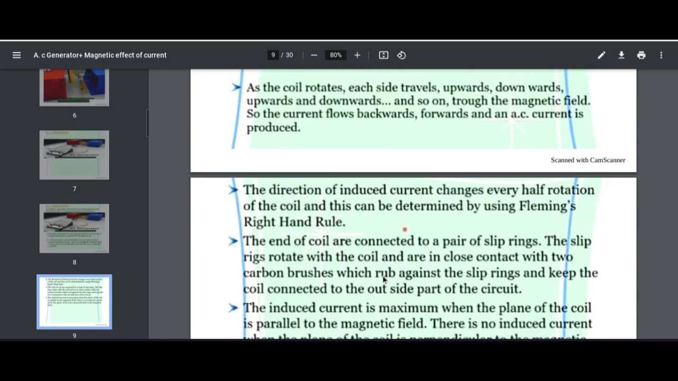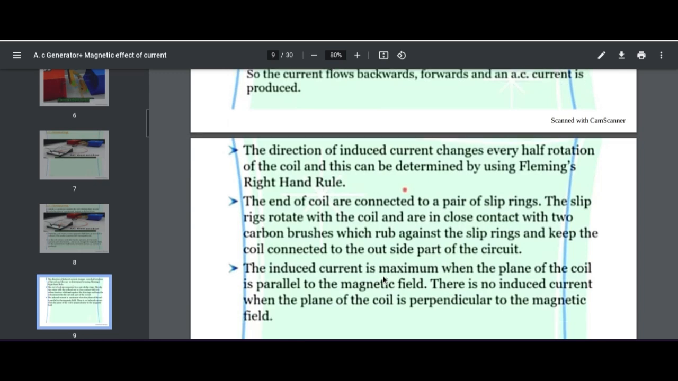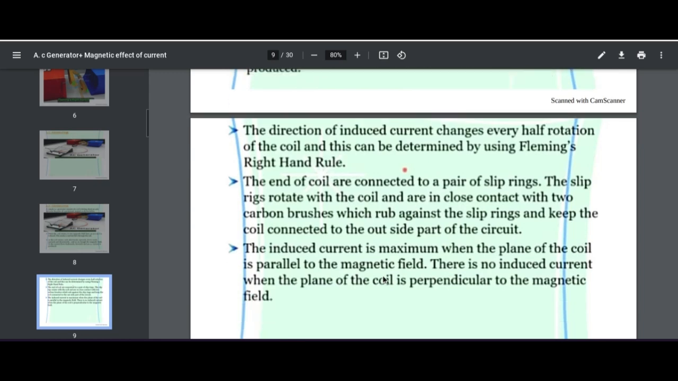Okay. So the direction of induced current changes every half rotation of the coil, and this can be determined by using Fleming's right hand rule. The ends of the coil are connected to a pair of slip rings. The slip rings rotate with the coil and are in close contact with two carbon brushes.